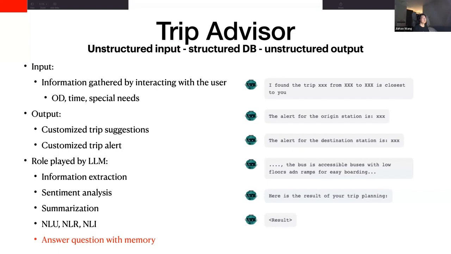On the right-hand side is an example of the information returned from the assistant. It has some simple information about the trip, where it's from and where it's headed, and some alerts for the origin station and the destination station, based on the user's special needs. In this case, the user is carrying a bicycle with him on the GO train, so it has some information about accessible buses and some low floor and ramps for easy boarding, and it can also provide you with the raw information directly from the database.